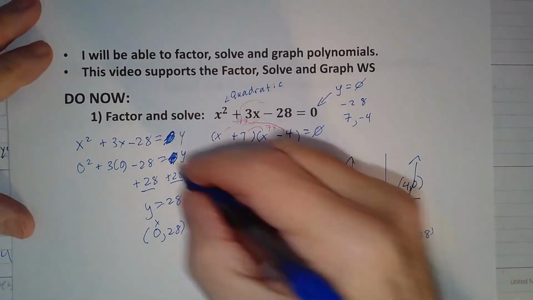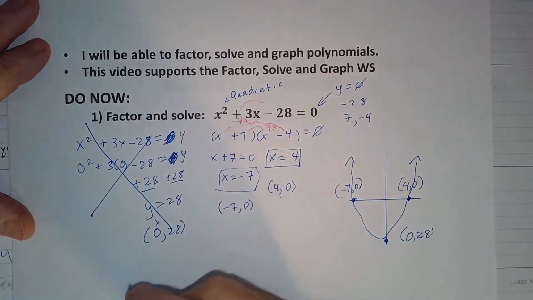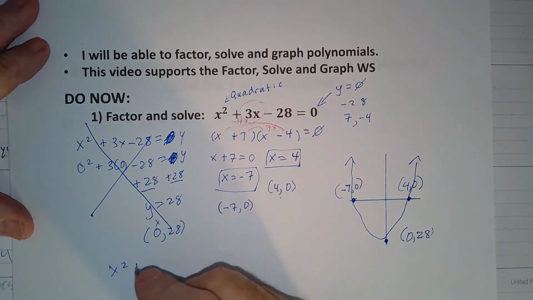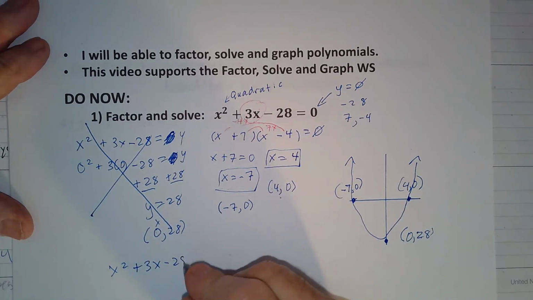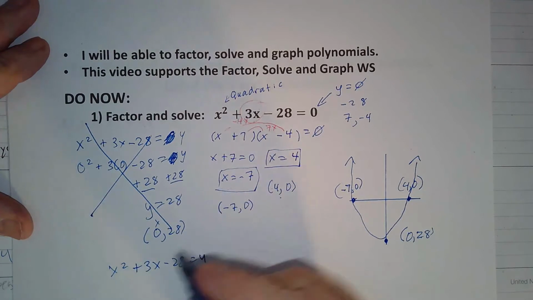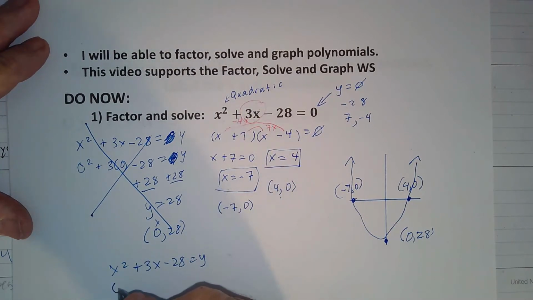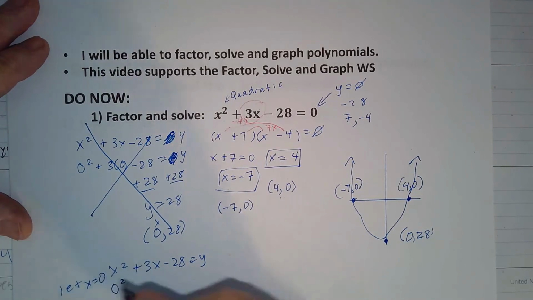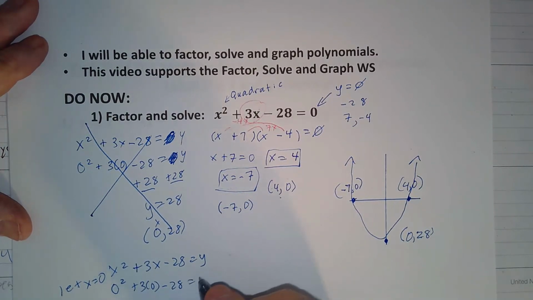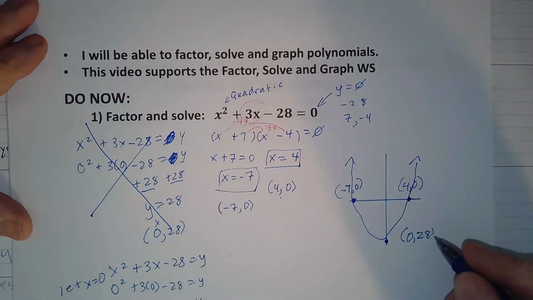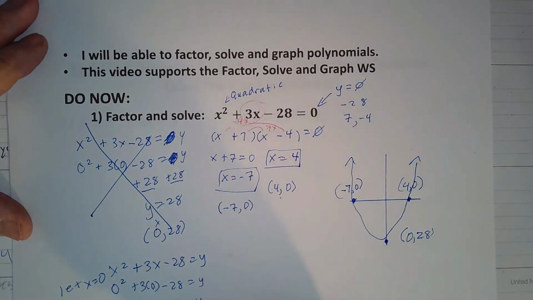So let me redo this. So I've got x squared plus 3x minus 28 equals y. I make x 0. And so I have 0 squared plus 3 times 0 minus 28 equals y. So this is really 0 minus 28 equals y. So 28 equals y. Okay, so there you go. 28 equals y. I'm sorry, negative 28. Negative 28.